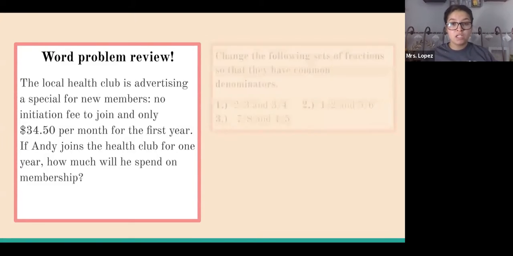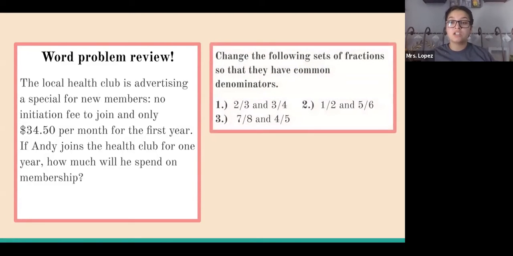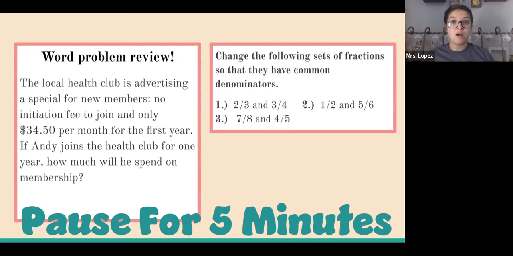And then the second question is, I want you to change the following sets of fractions so that they have common denominators. If you don't know what a common denominator is, that's where the denominators are the same number. So right here, we have the denominators. We want them to be the same number. That's all the help I'm going to give you right now. I want you to take time and answer these two problems. Pause for 4 to 5 minutes, however long you need.